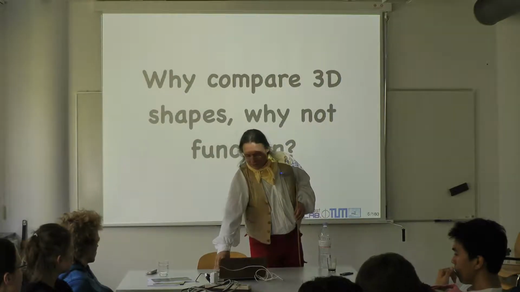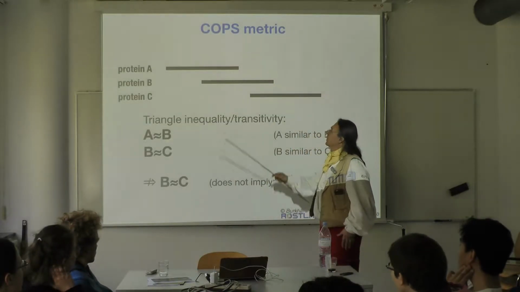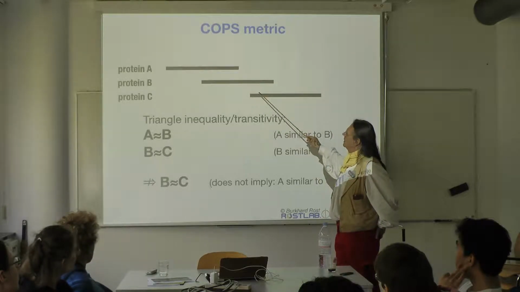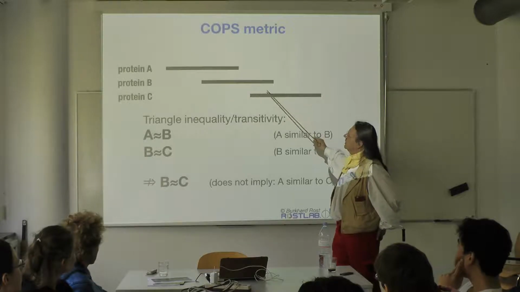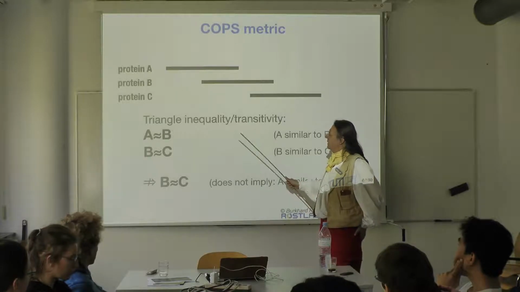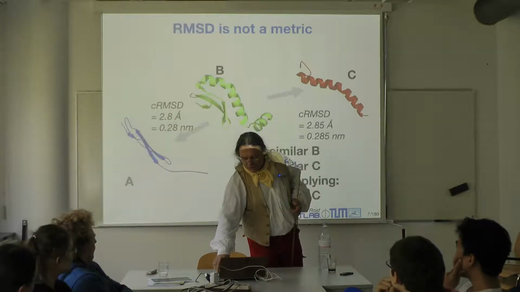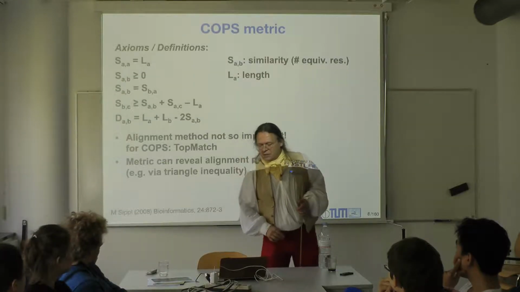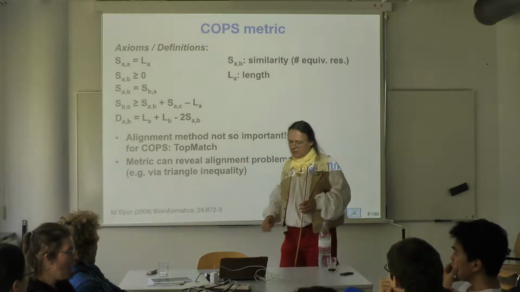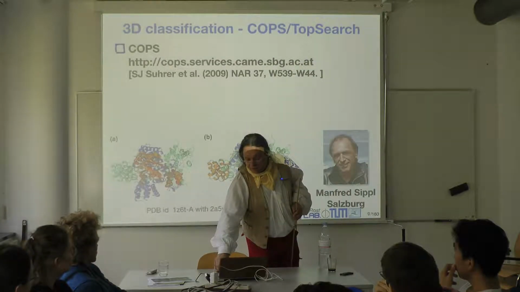Why do we compare 3D structures and not function? Because it's easier to compare 3D structures. Protein comparison is in principle not a metric, because protein A being similar to protein B, and B similar to protein C, does not mean that C and A are similar. Ultimately, this relates to the issue of domains. And to get sequence comparison and structure comparison into a transitivity relation, into something where we in fact have a metric, is what Manfred Zippel contributed through COPS, and that allows a generic automated objective classification of all proteins.